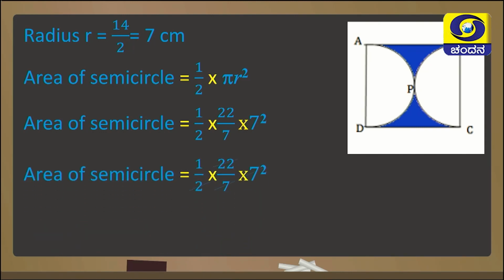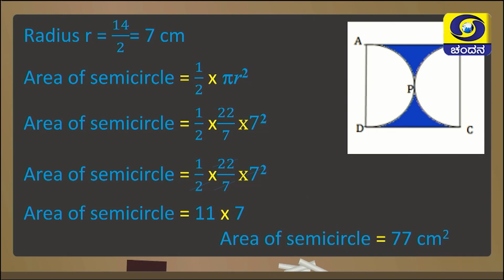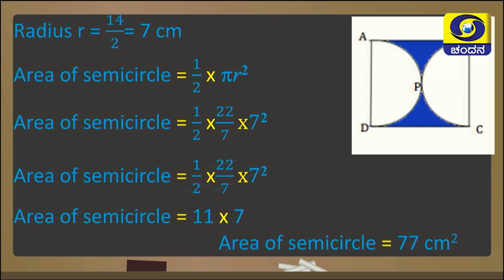Cancelling the 7 in the denominator by 7 in the numerator, and 2 1s are 2, 2 11s are 22. We are left with 11 into 7. If you multiply, you are going to get the area of a semicircle, that is 77 centimeter square. Now we got area of semicircle. If we subtract the area of semicircles, two semicircles, from the area of the square, you know the two semicircles are of same area because the diameter is same, that is 14 and 14, hence the area is also same.